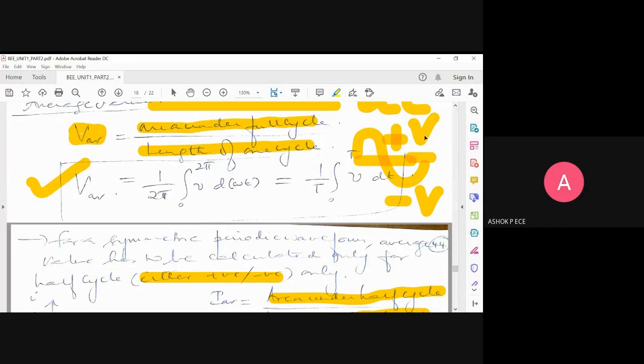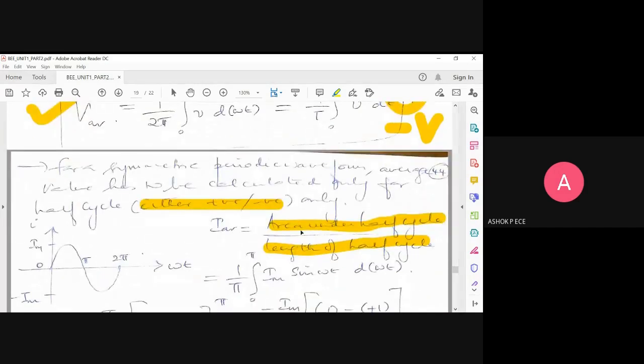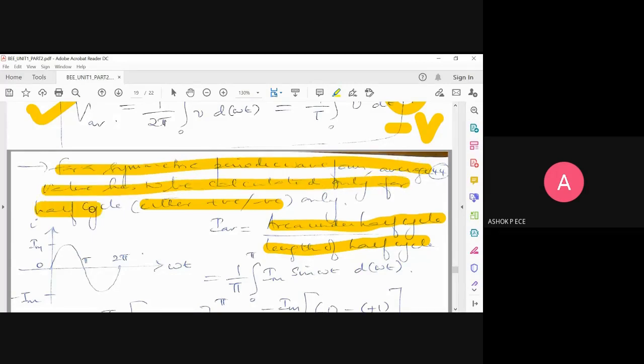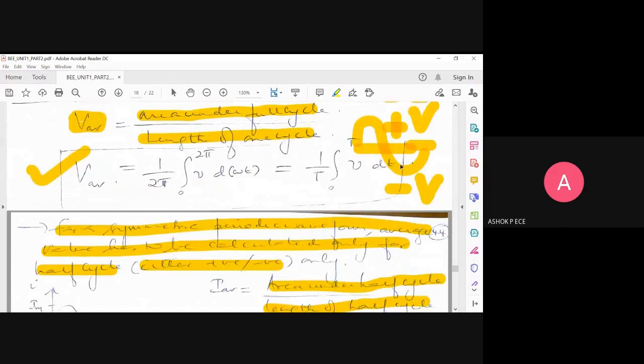So for sine wave and cos wave, what we will do is take the half cycle. See here, for symmetric periodic waveforms, the average value has to be calculated for half cycle only. You can calculate either for the positive half cycle or the negative half cycle. Whichever it is, the value is going to be the same, but you should not add both. When you add both, the value becomes 0.